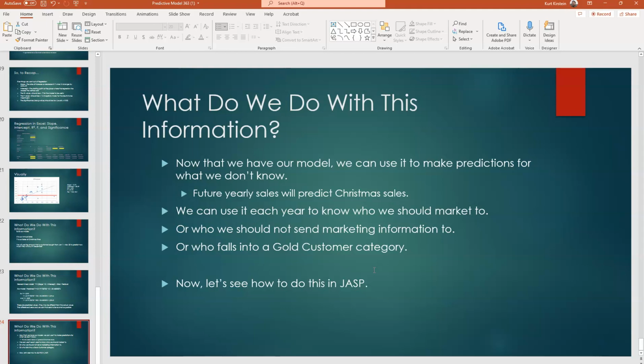I'm going to create a separate video because this one's really long already, where we go through this in JASP. We're going to use a data set that has anxiety, exam scores, and the amount of hours spent studying, and see if we can use the hours spent studying to predict the exam score. So look out for that video. Hopefully you'll watch this one first and that one second.